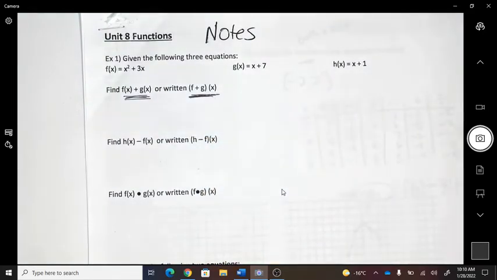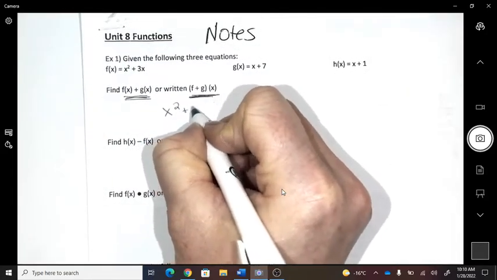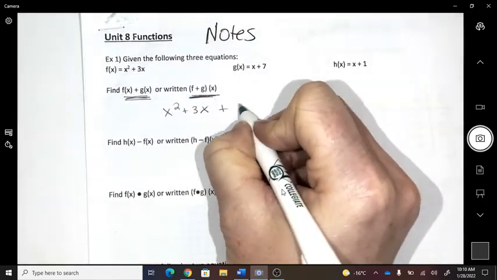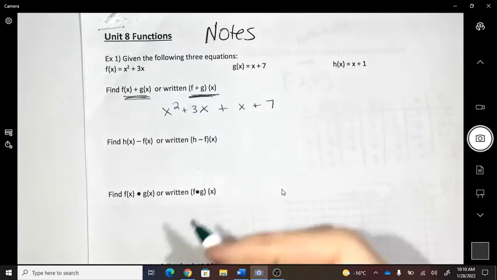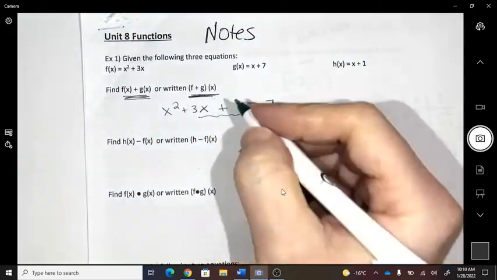Okay, so when we write the new equation, so the function f of x plus the function g of x. On your test I've asked you to simplify your answers. So if I ask you to simplify this, that means I could combine stuff like that.